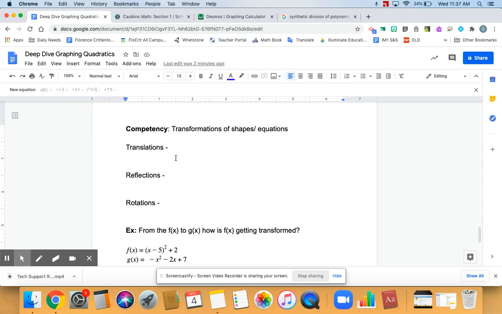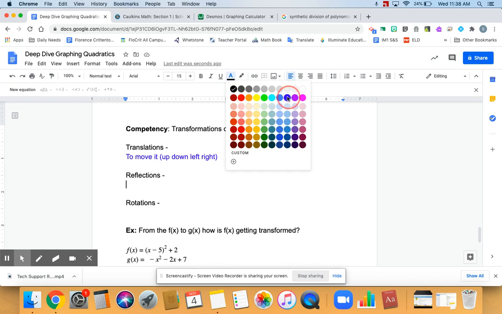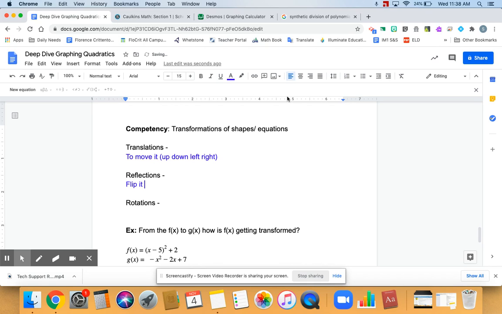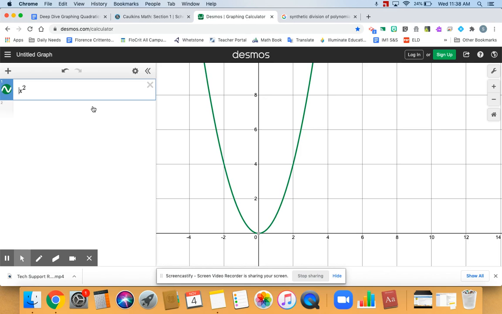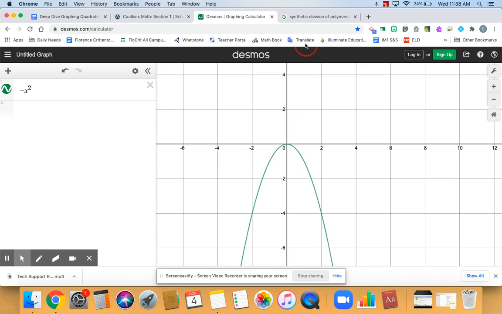A translation is to move it. So you can go up or down, you could go left or right. That's just moving it around, up, down, left, or right. But the big word for that is translation. A reflection is when you flip it over. With quadratics, like if you take x squared, to reflect it over, you throw a negative in front and see it flipped it down. And so it's called reflecting.